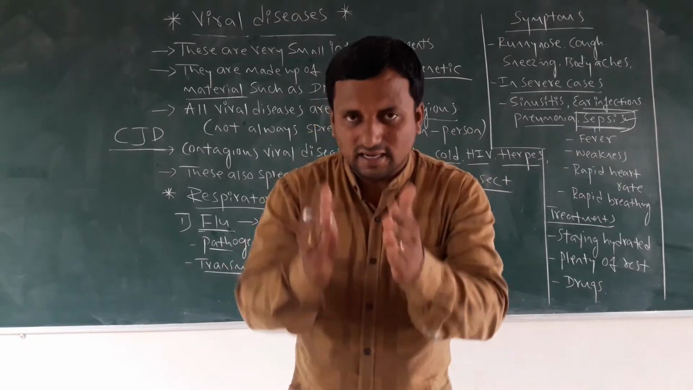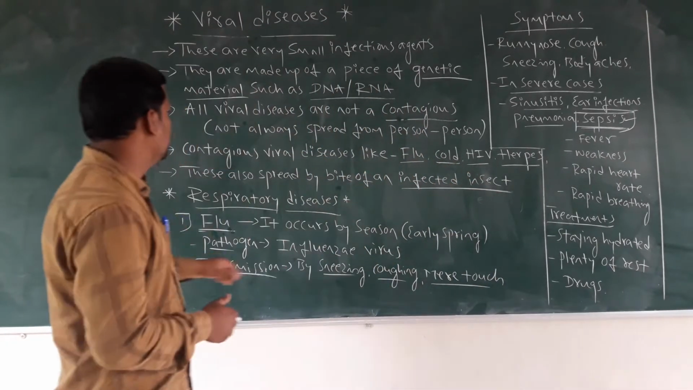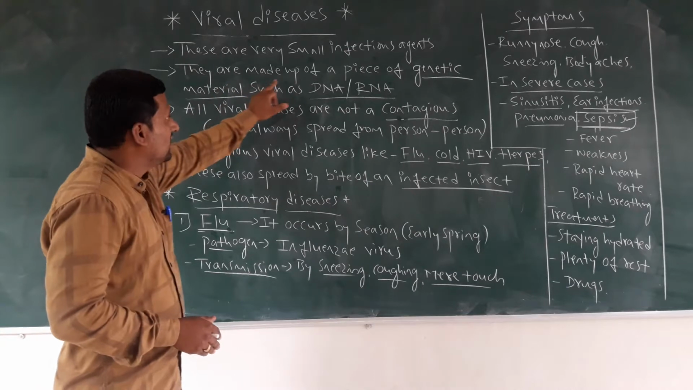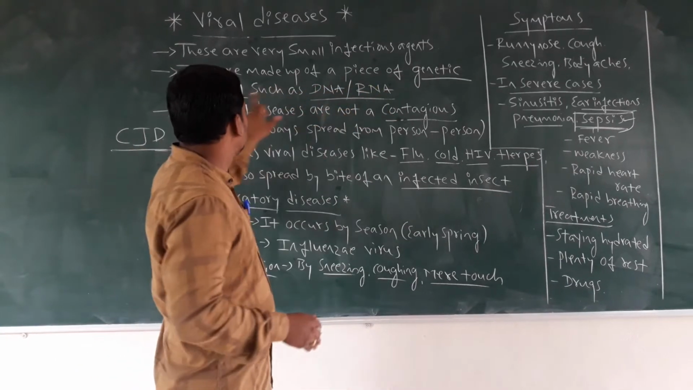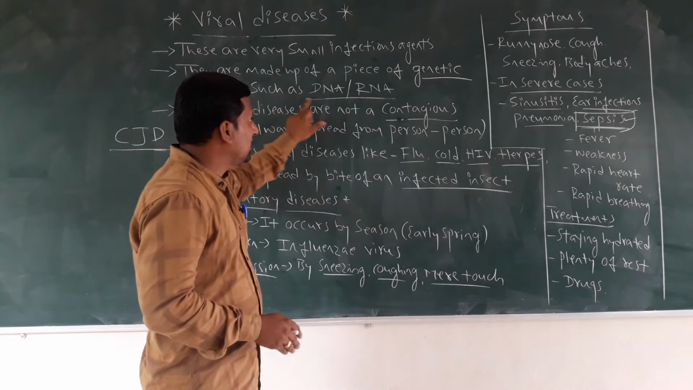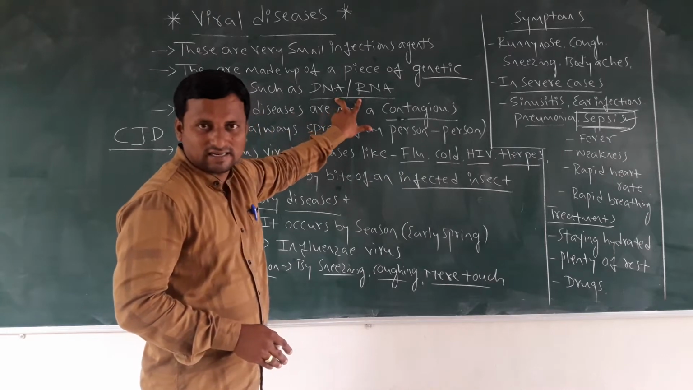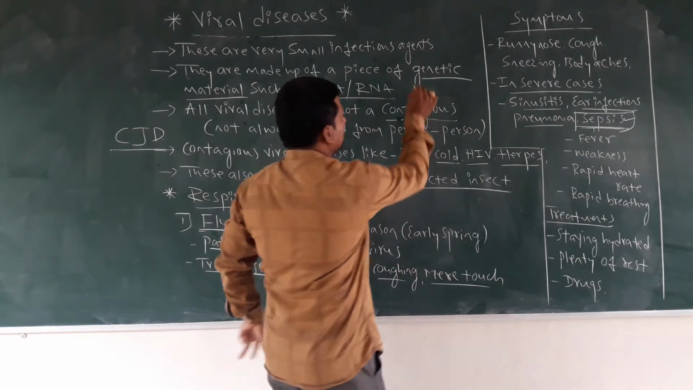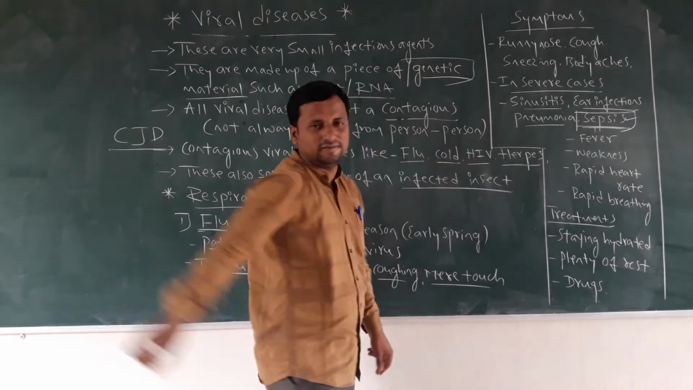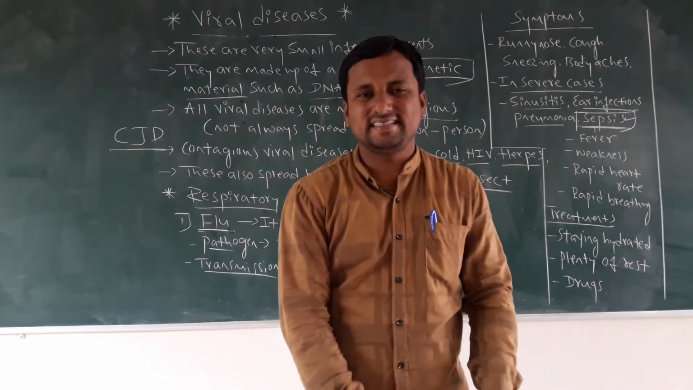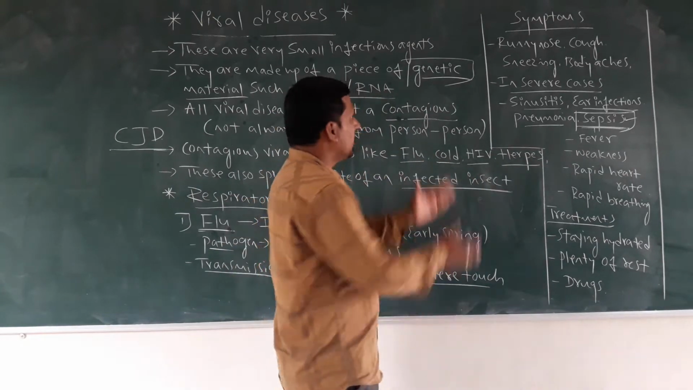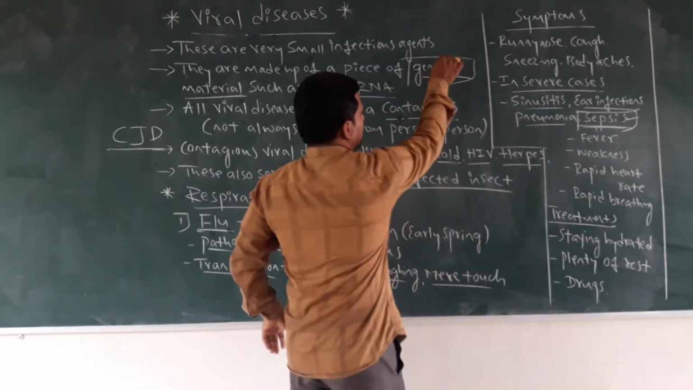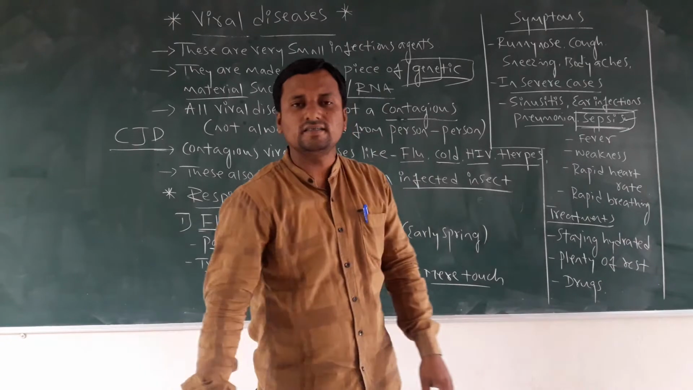Okay, then the next point: these are made up of a piece of genetic material such as DNA and RNA. Then, what is the meaning of genetic material? If you split the word genetic, one word is coming. What is that word?